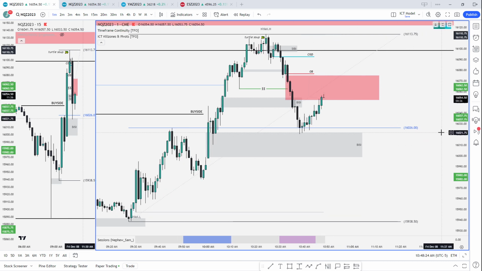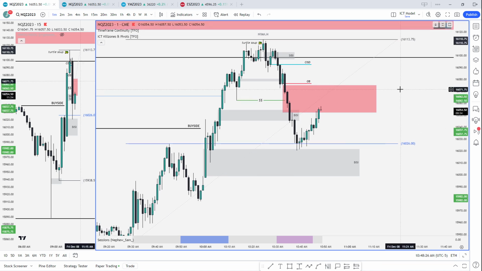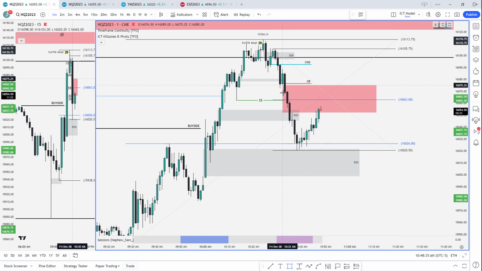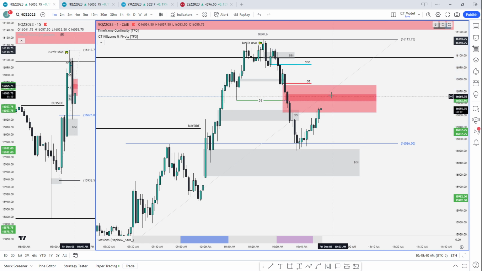So we're filling this gap prior to 10:50. I would like to see preferably a return into premium, so around 16,063. If you can fill this gap right here, that would be perfect. And then we can possibly see a return lower. I'm not going to trade it though, even on this screen or the other screen. So we'll just tape read it.